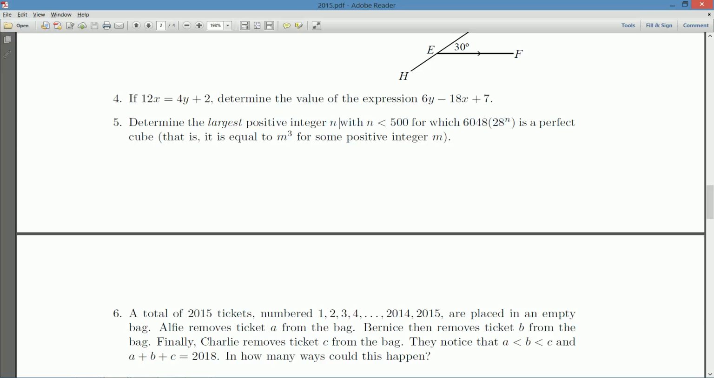So, we're given 6048, that's definitely a factor of our number, and then 28 to the n. So what we want to do is figure out how the n factors into here. How does the n work in? And when I see exponents, and I'm told that I want a perfect cube, my first instinct, and it might not be your first instinct, is prime factorization.